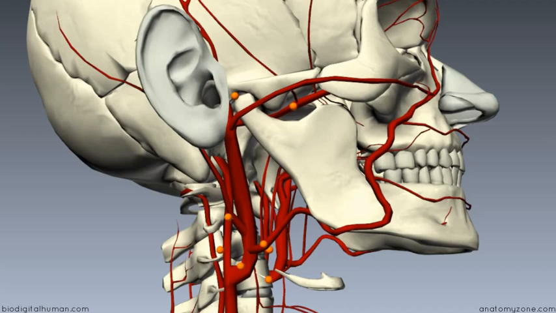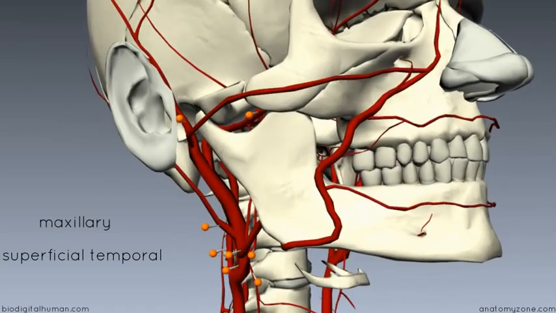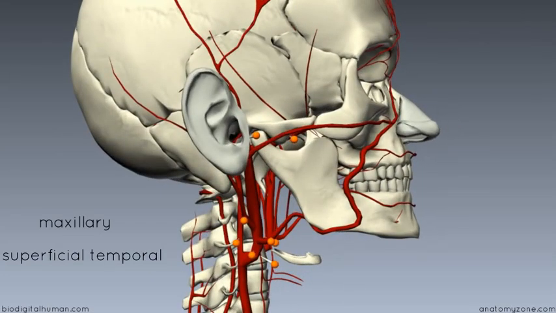So the 2 terminal branches are the maxillary artery and the superficial temporal artery. So the maxillary artery can be seen here, so this pin is stuck into the maxillary artery, and the superficial temporal artery runs up superficially on the scalp, so it runs right up here, and then it branches into anterior and posterior branches. So remember I said that the facial artery is sometimes referred to as the external maxillary. The maxillary artery is referred to as the internal maxillary in older textbooks.